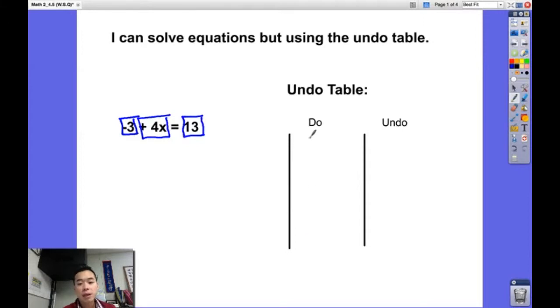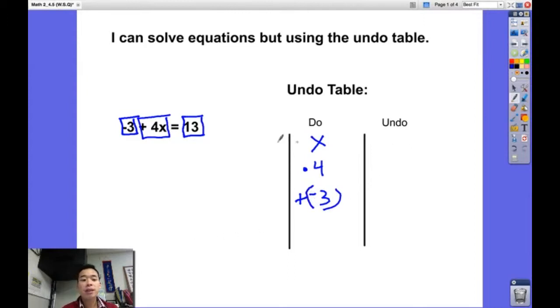Do column. Here's my first variable, my only variable. It's kind of like my present. We talked about wrapping presents in class. Here's my present. You always look in the rectangle. What's the first thing that happens to your variable? Well, I can quickly tell that right here it's being multiplied by 4. And then it gets increased by -3.